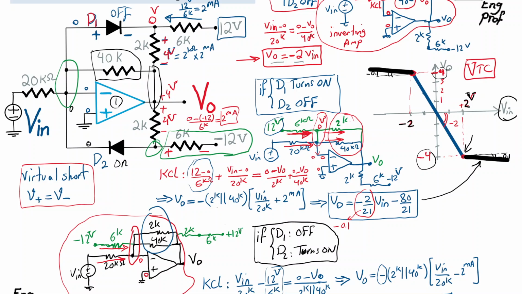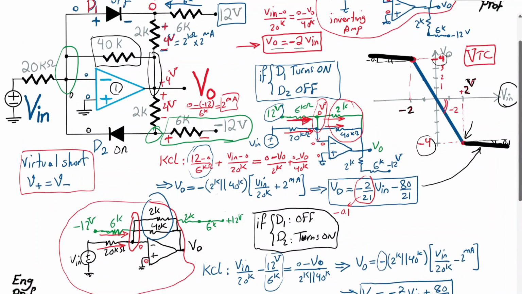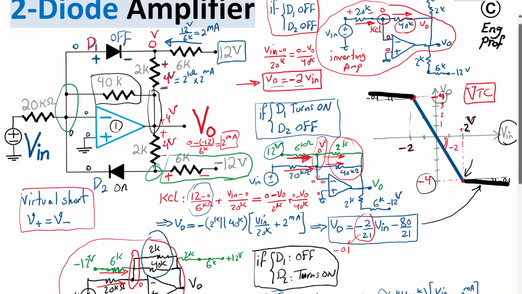Okay, I hope that this example is helpful in terms of showing the process in which we can analyze a multi-diode amplifier circuit that has a piecewise linear VTC that depends on when the diodes turn on. The shape of the VTC will change. So it is useful in terms of being able to design a multimodal amplifier effectively. I hope that this example is helpful.